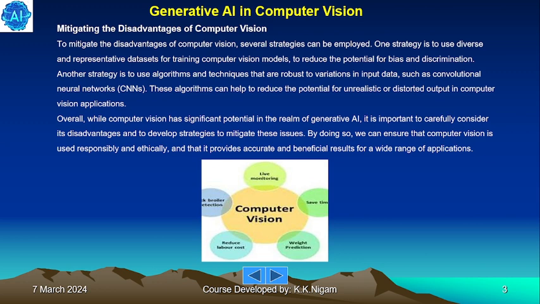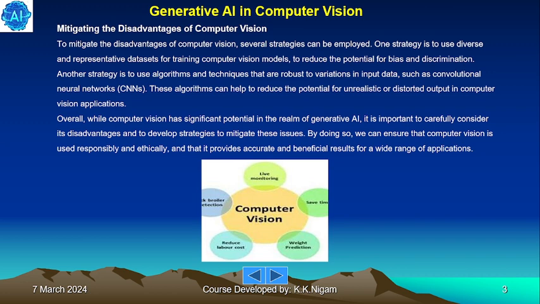Mitigating the disadvantages of computer vision. To mitigate the disadvantages of computer vision, several strategies can be employed. One strategy is to use diverse and representative data sets for training computer vision models.